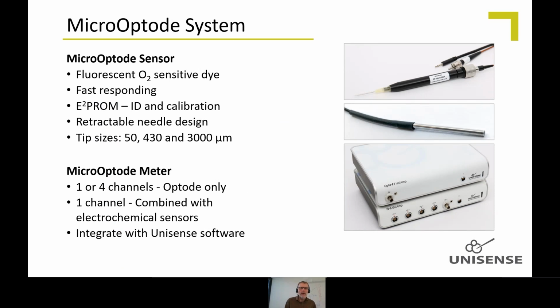So I'll just mention a little bit about our microelectrode system. As I mentioned, it's based on a fluorescent dye that is sensitive to oxygen. It's fast responding. It has an EEPROM, so it has a serial number and calibration stored on it. It comes normally in this retractable needle design, but we also have this now with the 3mm steel tube where this sensitive dye is placed in the tip. It requires a microelectrode meter. We have dedicated electrode meters, and we also have combined electrochemical and electrode meters. And of course, they work with our software.